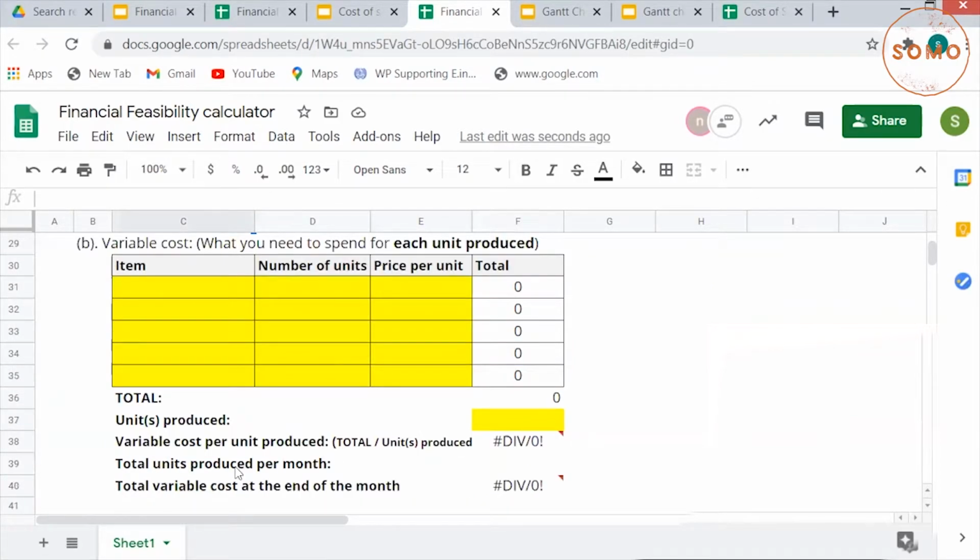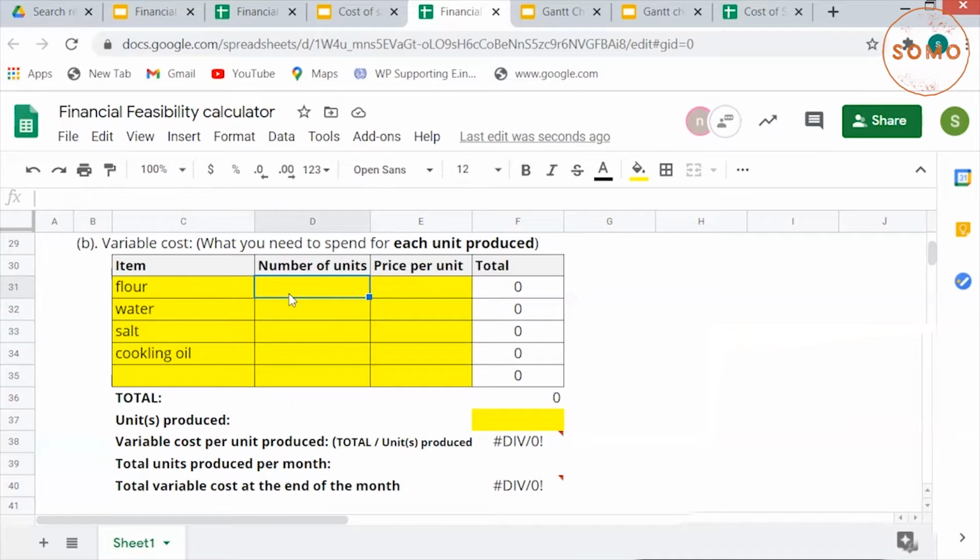After looking at fixed cost, we'll now go to the second part, which is variable cost. And variable cost is what you need to spend for each unit you produce. Sarah will need flour. She'll also need water. She'll also need salt. And lastly, cooking oil. These are the 4 ingredients that Sarah will use to make her chapati.